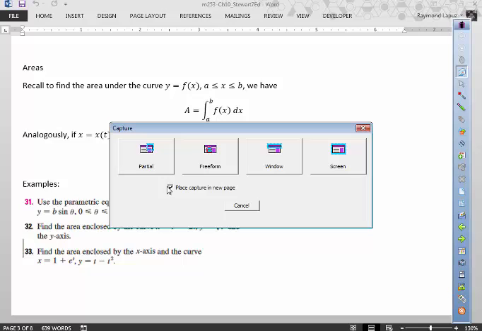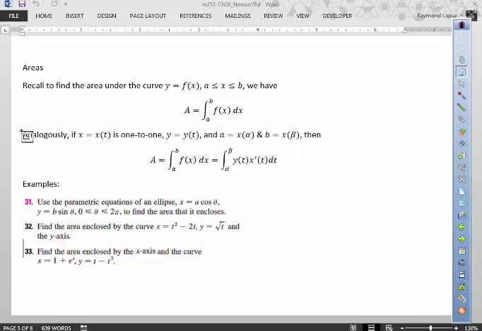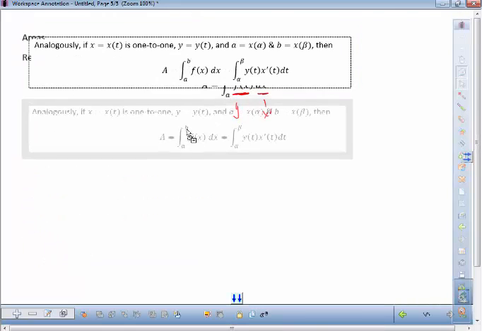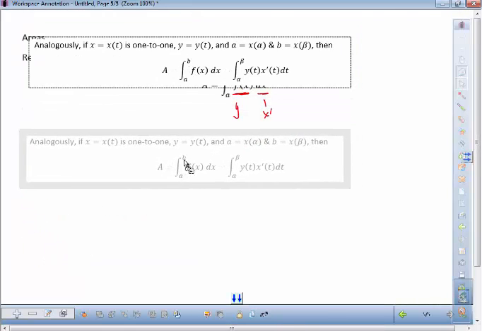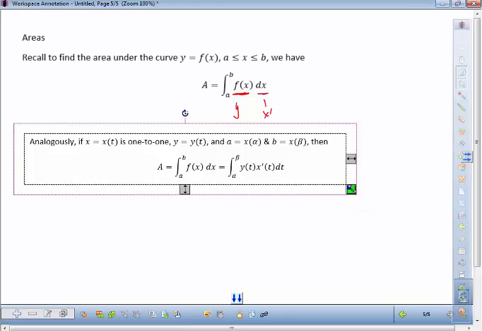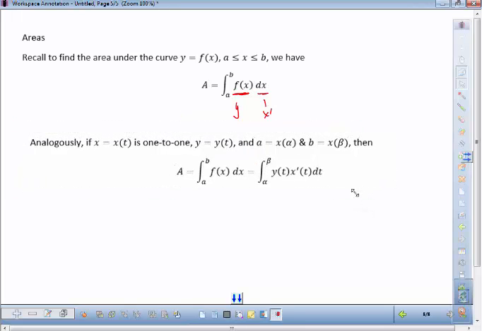And here's our formula. And of course, the a and b will have to change accordingly. We're not dealing with x equal to a and x equal to b as limits on the x-axis. We're transferring those ideas to some values that start and end as t values.